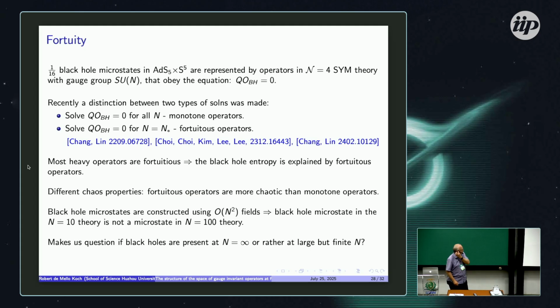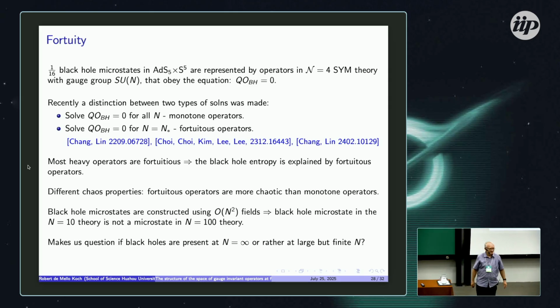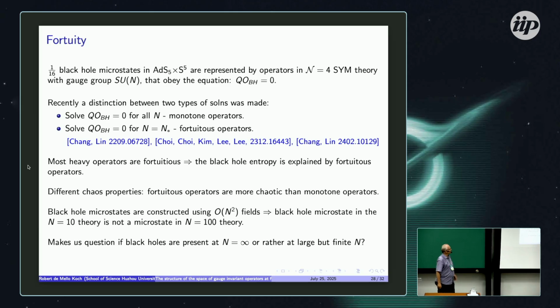So I just want to make a comment, a link to fortuity, the fortuity mechanism that's been seen in 1/16th BPS black hole systems. There's been a big puzzle in creating the microstates of 1/16th BPS black holes. Exactly how do you build them? There weren't enough operators.